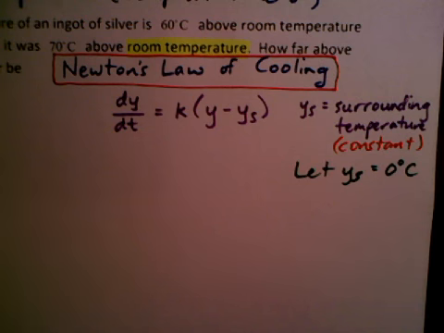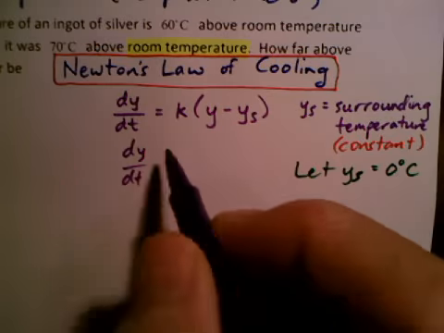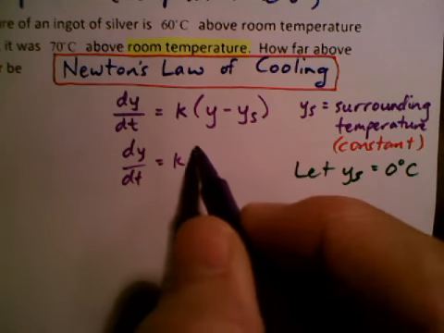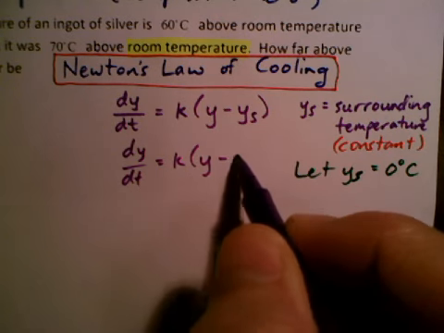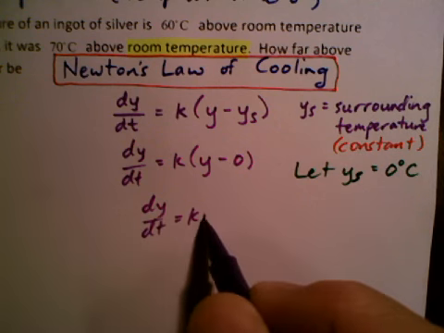Actually, that wouldn't work very well, but anything less than the numbers we see here. But 0 degrees Celsius would be a good one, because then any number we get is just going to be the number of degrees above room temperature. So if we let y sub s be equal to 0 degrees, then we can change our equation to dy/dt equals k times y minus 0. In other words, dy/dt equals k times y.